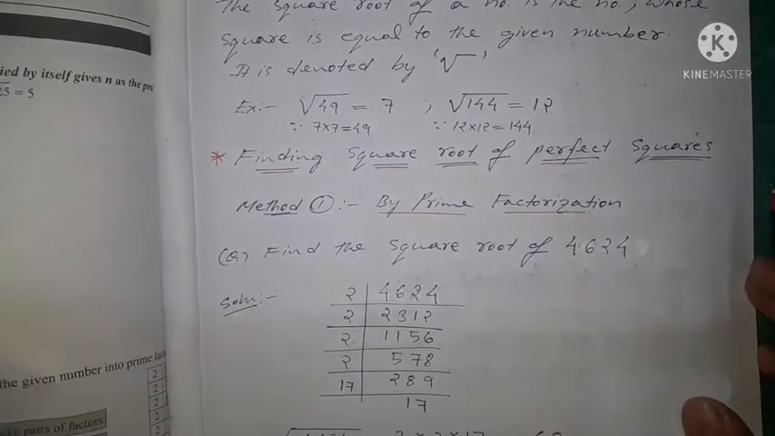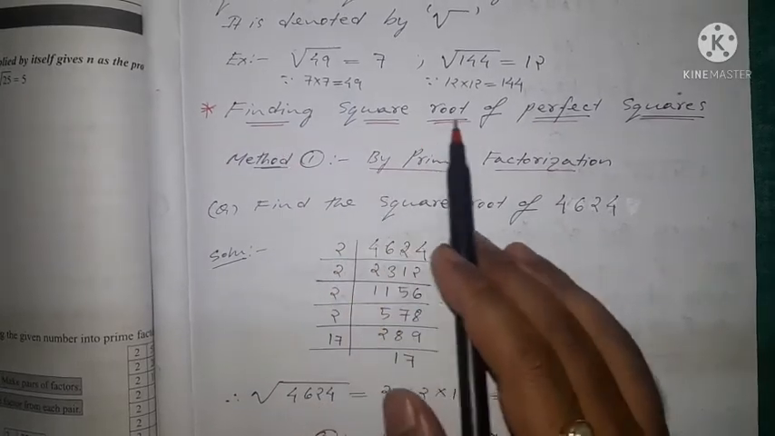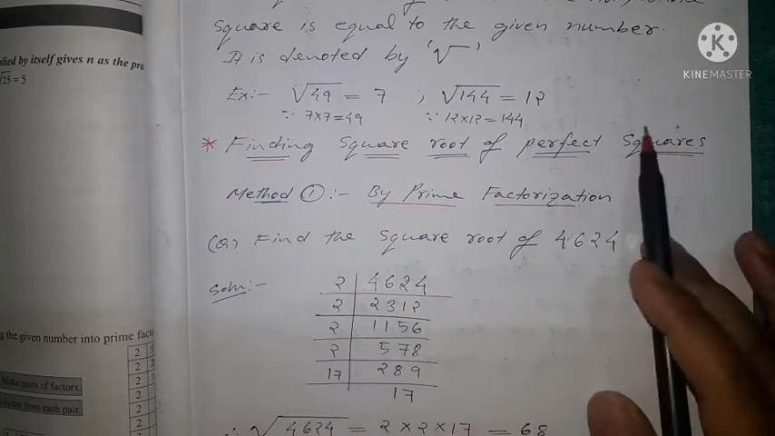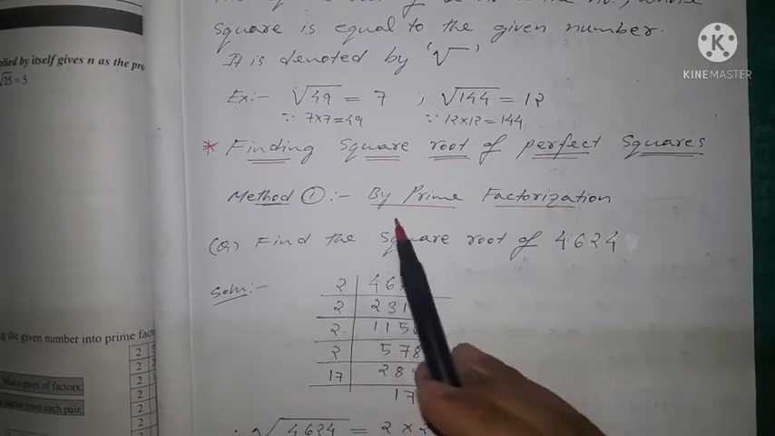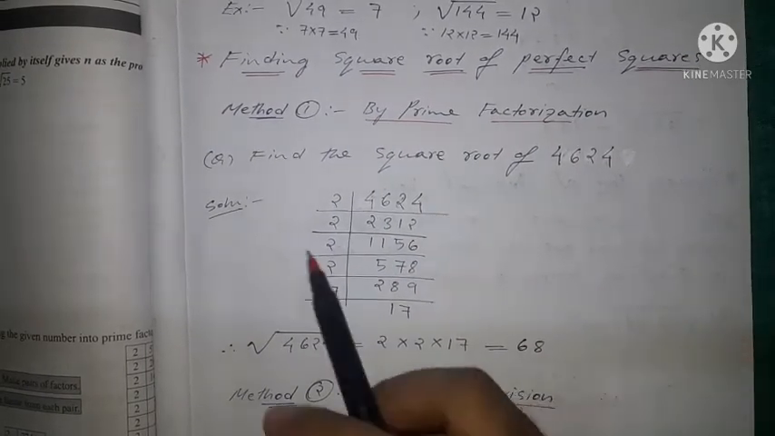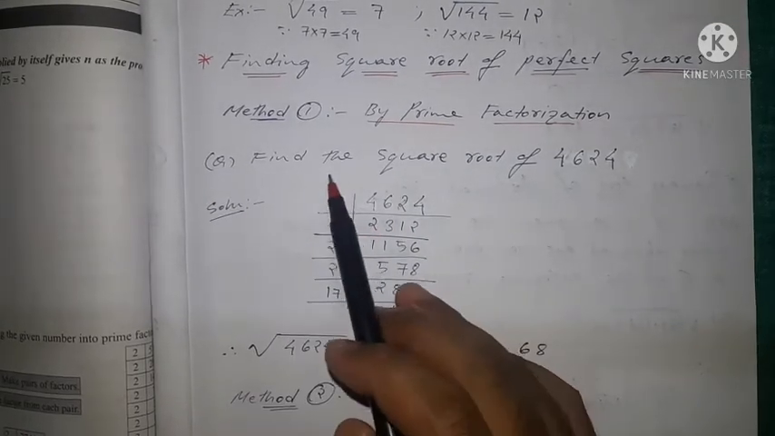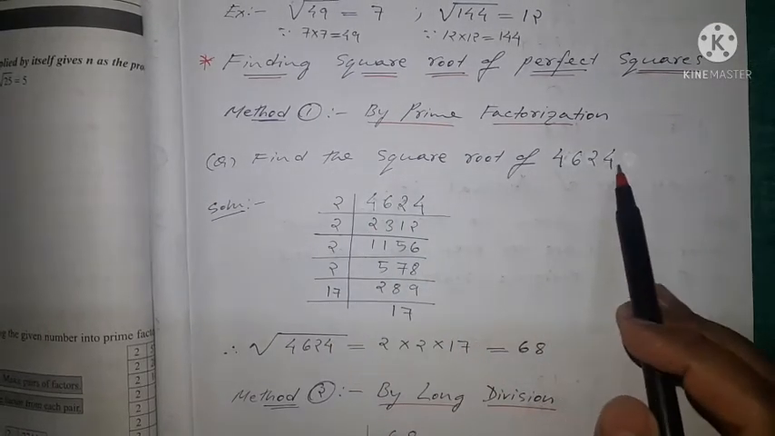Finding the square root of perfect squares. To find the square root of a perfect square, basically there are two methods. Method 1 is the prime factorization method. Let's take one question and do it by the prime factorization method. Find the square root of 4624.